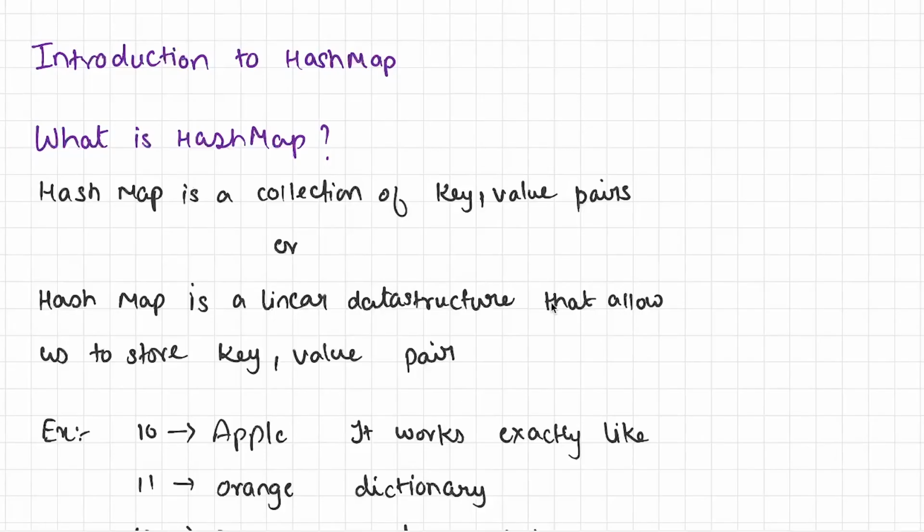Alright guys, let's begin this video with the very first question: what is HashMap? HashMap is a collection of key value pairs, as simple as that. In other words, we can also say that HashMap is a linear data structure that allows us to store key value pairs. So let's understand HashMap with this example.